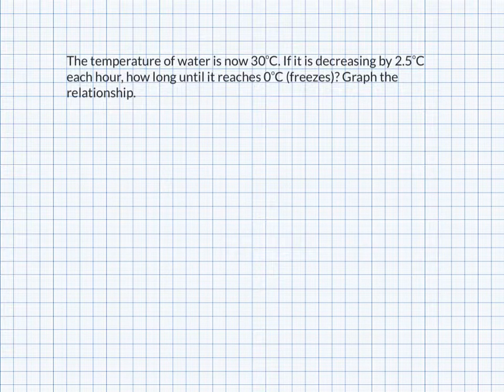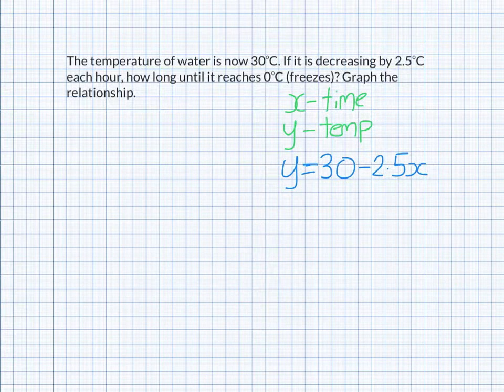So in this example, the temperature of water is now 30 degrees, decreasing by 2.5 degrees each hour. How long until it reaches 0 degrees? And we're going to graph the relationship. So once again, I want to come up with a linear equation. So the variables I have here are temperature and hours. As I said in a previous video, whenever you're dealing with time, it always goes on the x-axis. So we're going to let x equal time, and I'm going to let y equal the temperature. So we want an equation linking y and x. So the temperature is 30 degrees now, but it's decreasing. So it's 30 minus 2.5 times the number of hours, 2.5 degrees per hour. That is the equation linking the two.